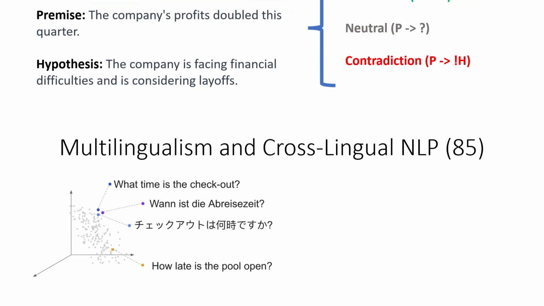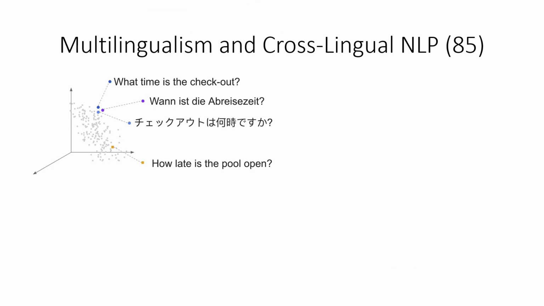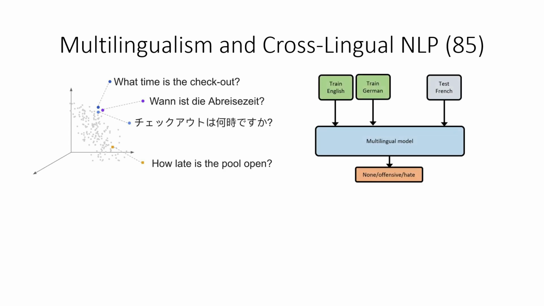Next up, we have Multilingualism and Cross-Lingual NLP, with 85 submissions. A multilingual model is a model that can handle multiple languages in a single model. For example, a model that can embed sentences in different languages in a single vector space. Another example of a multilingual model is one that can train on multiple languages at the same time. This increases the amount and diversity of training data compared to just training on one language at a time.